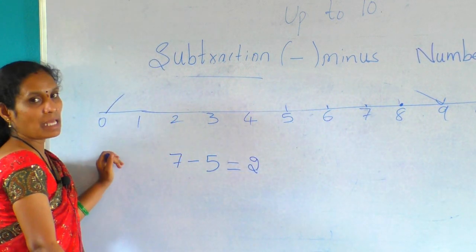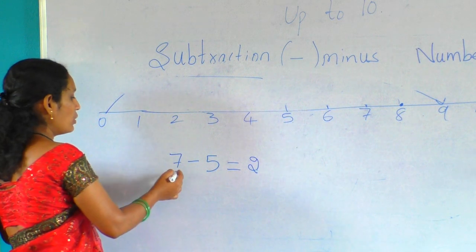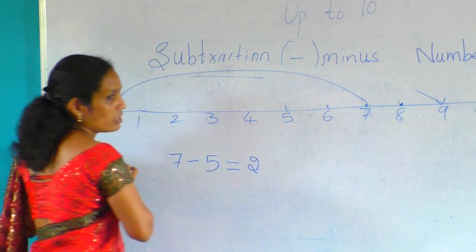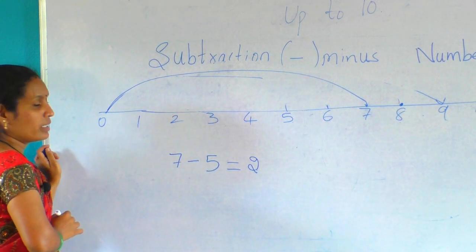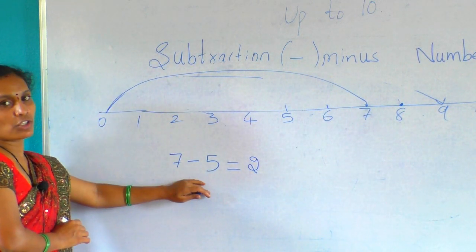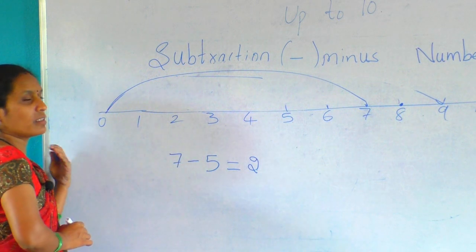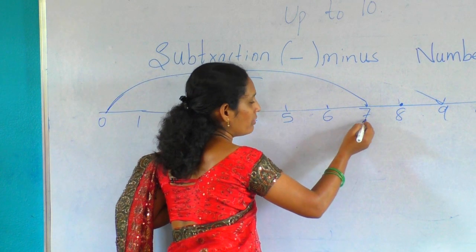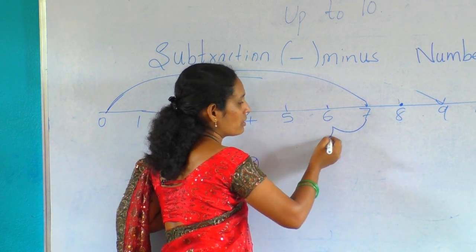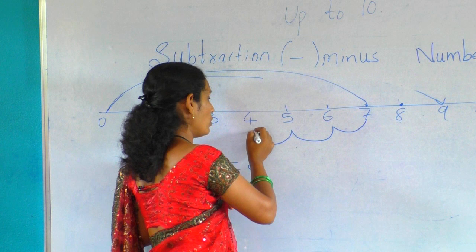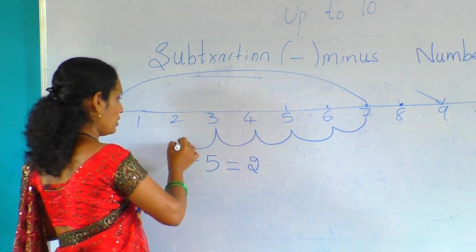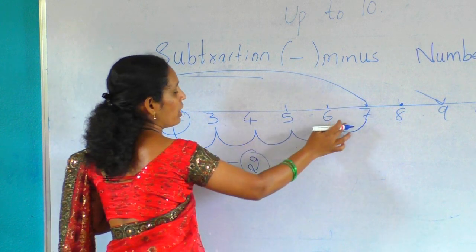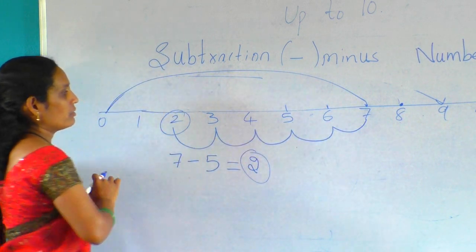How do you subtract on a number line? The first number is 7. From 0 to 7 you take. Next, 5 means we should subtract, so we should come back 5 numbers. See, before 7 comes 6, 5, 4, 3, 2. The answer is 2. See, 1, 2, 3, 4, 5. We should reduce.